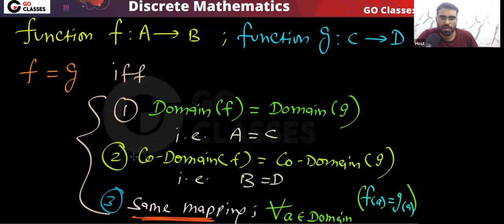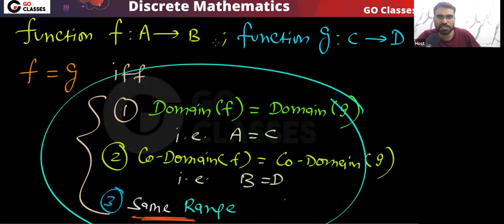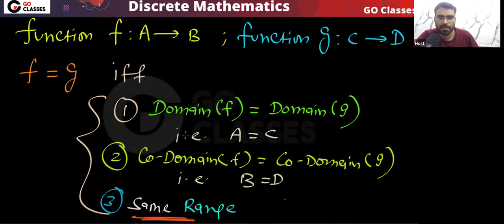But tell me, instead of same mapping, if I say same range, will that be enough? Now, is this definition correct? If I say these three things, domain same, codomain same, range same, is this definition correct? Please think about it and tell me. No, this definition is wrong.